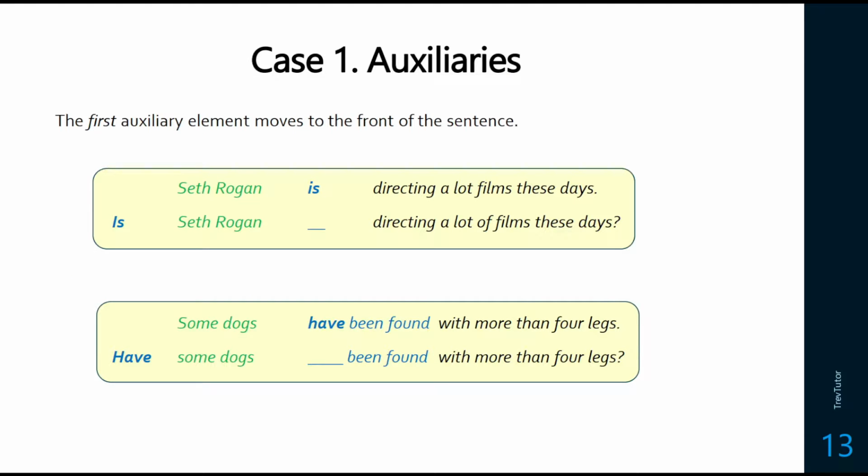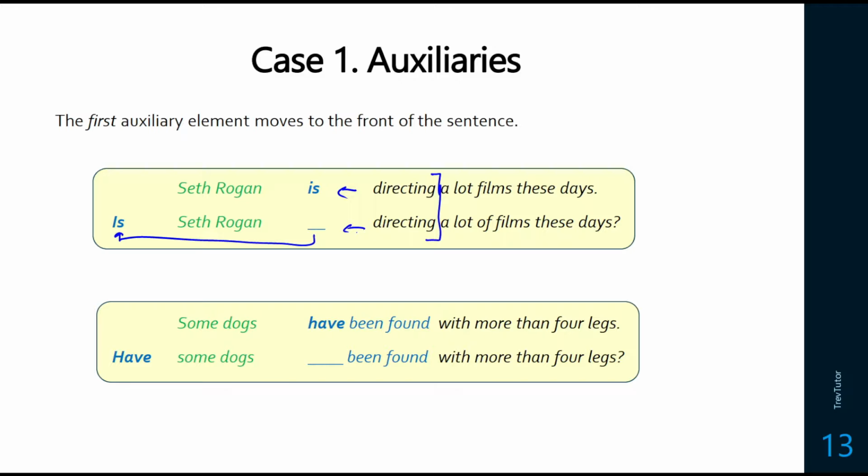So if we have auxiliaries in the main verb, so is, have been found, is eating, have fallen, is concerned as a passive, what we would do is we would move it to the front of the sentence. So if we say Seth Rogen is directing a lot of films these days, if we want to make a yes no question, we just move it up. So is Seth Rogen directing a lot of film these days? And that's it. If we have multiple auxiliaries with the main verb, still, we just move it. So in this first bit, by the way, directing should be part of the highlighted blue part here.